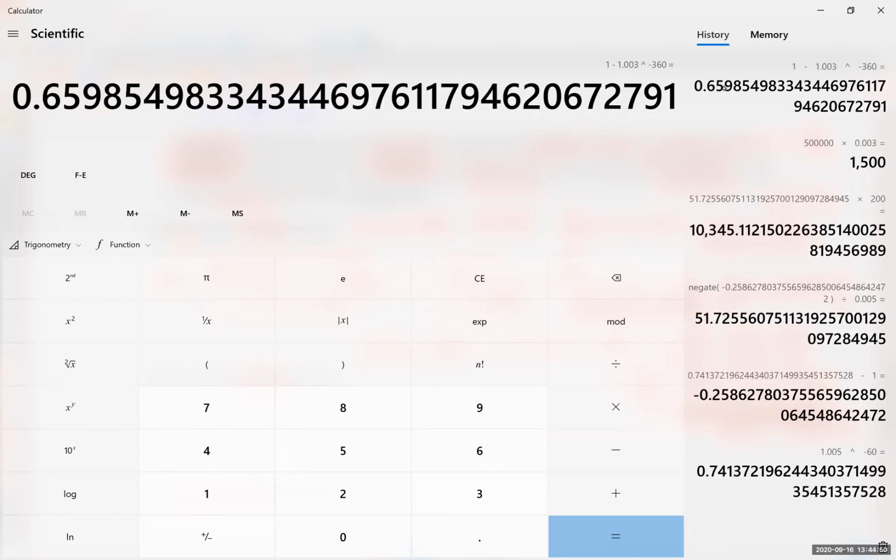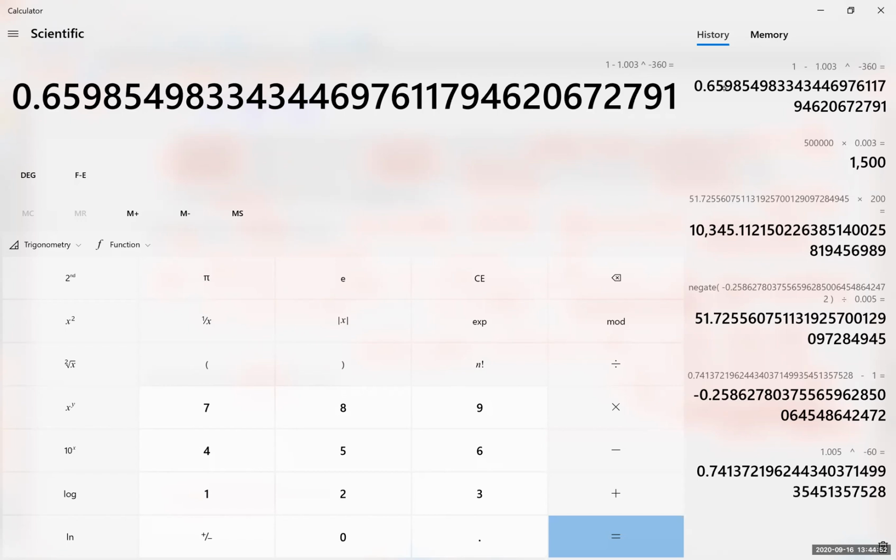Your scientific calculator is smart enough to know the right order of operations. When you enter this, it's not going to do 1 minus 1.003 first and raise it to the 360th power or negative 360. What it is going to do is to do 1.003 and raise it to the negative 360th power first, and then subtract that from 1, which is exactly what you want. So all I have to do now is to enter this, okay? Put the equal sign. There you go, okay? That's the denominator.